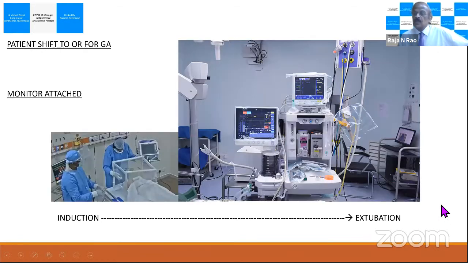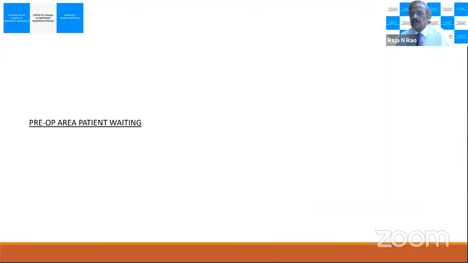From the investigation point of view, we check all the routine investigations. And additionally, as he was telling, CT lung, we are not doing. HRCT, we are not doing. For asymptomatic patients, we are doing a plain X-ray chest. And we say that the X-ray chest has to be read by a radiologist, because in some cases there are nodules which may not be well recognized by anyone other than the radiologist. So we request the radiologist to read the X-ray chest. X-ray chest is mandatory for all patients who are coming for GA. For local anesthesia patients, we are not taking the X-ray chest.